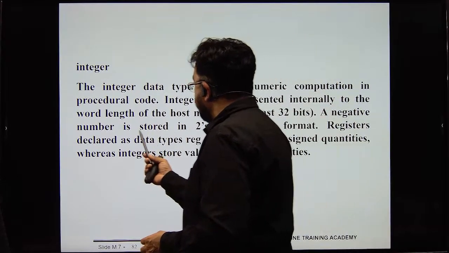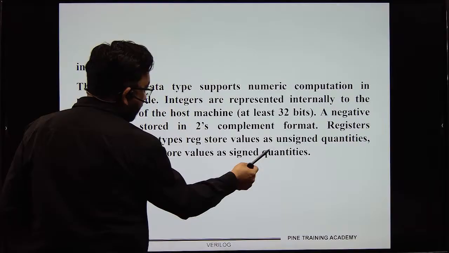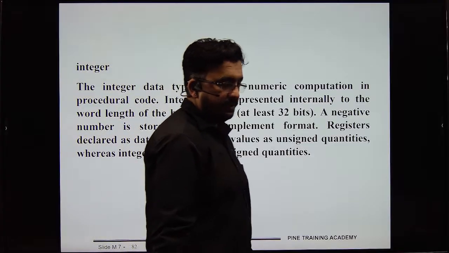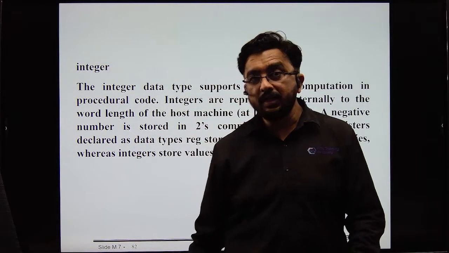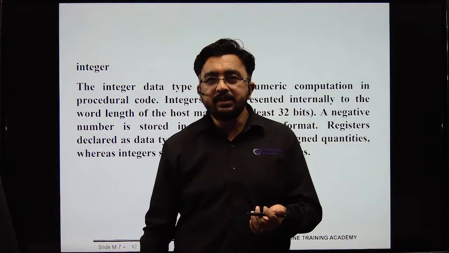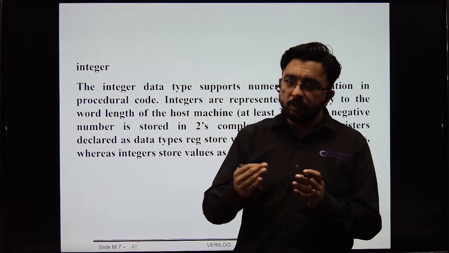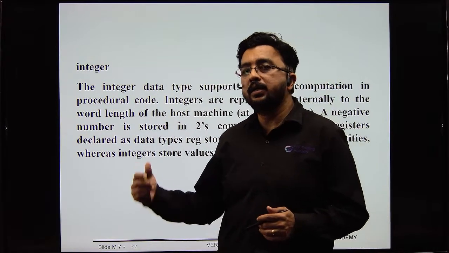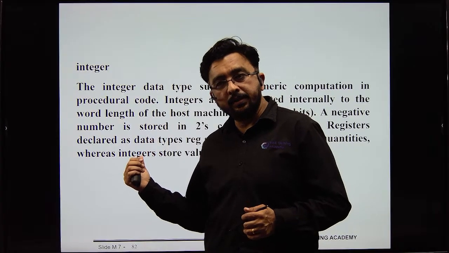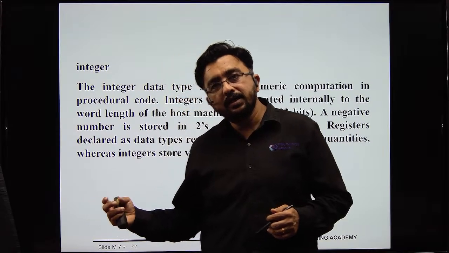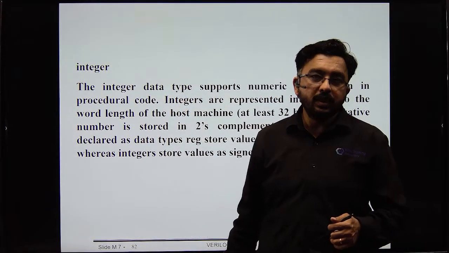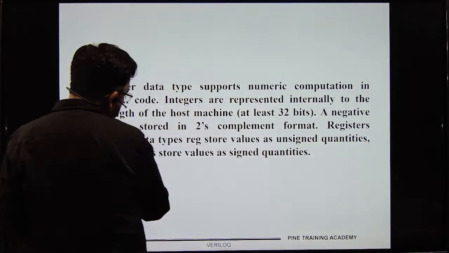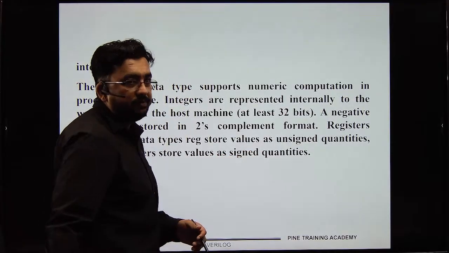Registers declared with the data type reg store values as unsigned quantities, whereas integers store values as signed quantities. In the last class we learned what reg is. Reg stores data as positive values, 0 to 32. But here the integer stores negative values also. That is the meaning of the last two lines: integer stores values as signed quantities, that is, signed numbers.